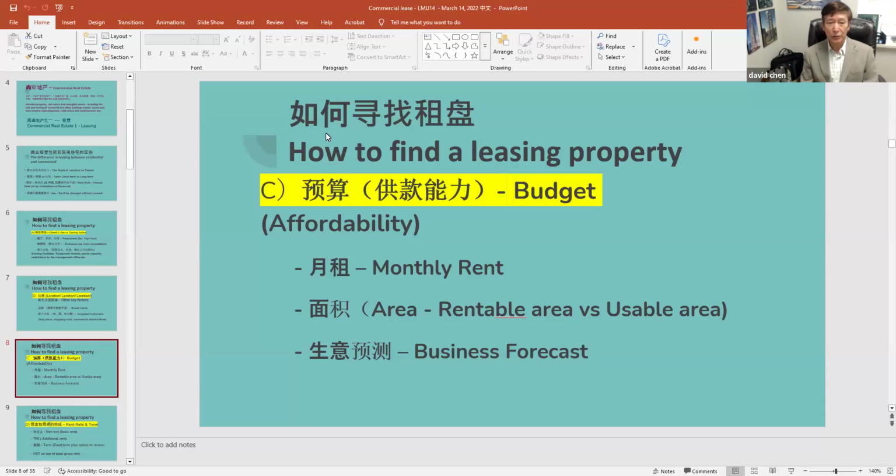Also the square footage. Sometimes the client says, I need 3,000 or 5,000 square feet. In this case, please remember, when you're talking about square footage in a shopping mall, it will be different from whatever you're thinking. In some shopping malls, the area is called the rental area. Rental area means you have to pay the rent per month per square foot. But sometimes the square footage looks less than what you're thinking. The reason is the usable areas are different. Usable area means the exact square footage you can use.